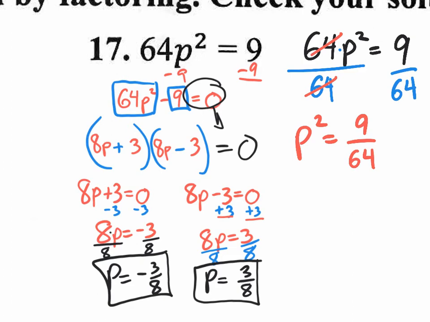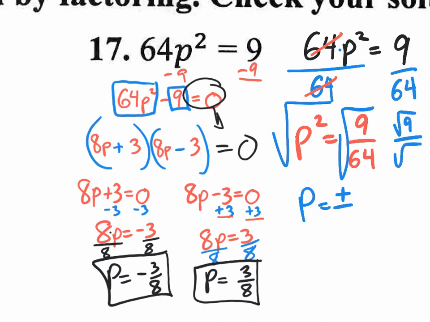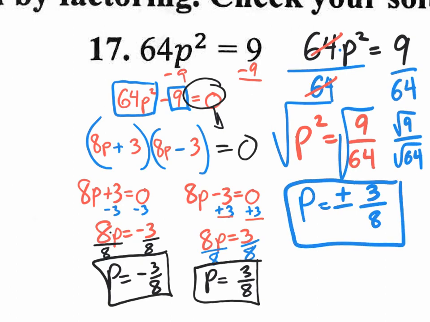A square root. Okay? So we're going to apply a square root to make that a regular p and apply a square root over here. Now, whenever you do apply a square root in an equation, you end up with a positive situation and a negative situation, which we call a plus or minus. And then over here, you actually have to split that root and do the square root of 9 and do the square root of 64, and you end up with 3/8. So there's your answer. P equals plus or minus 3/8.